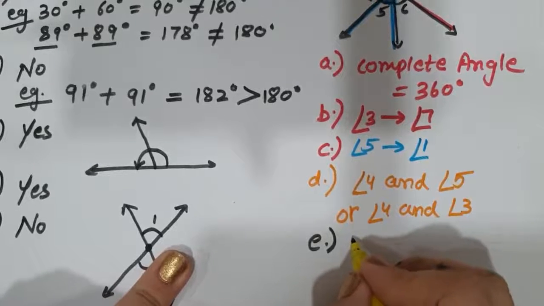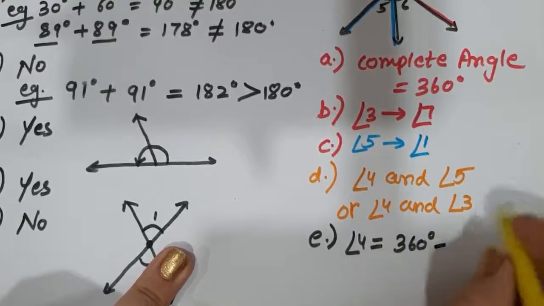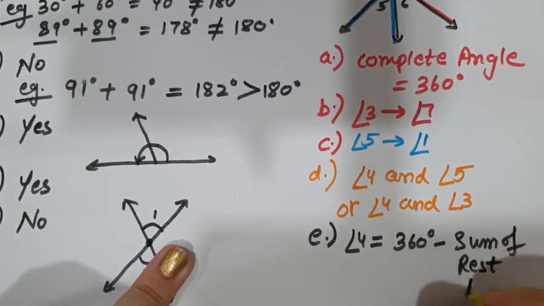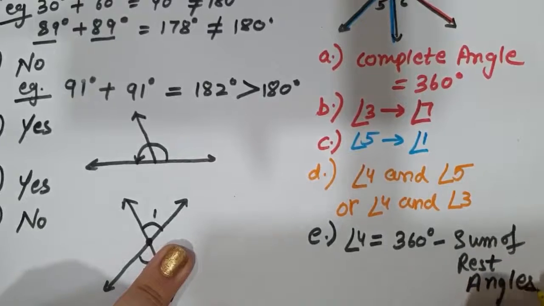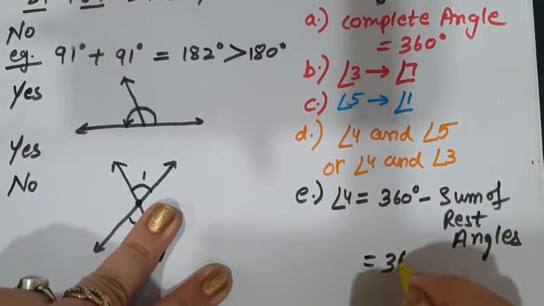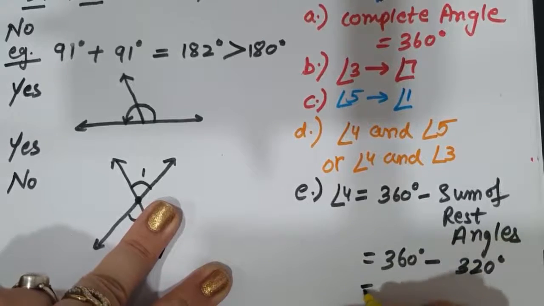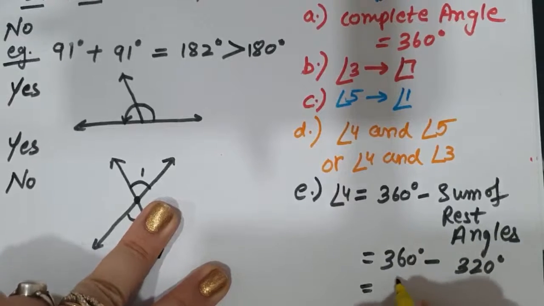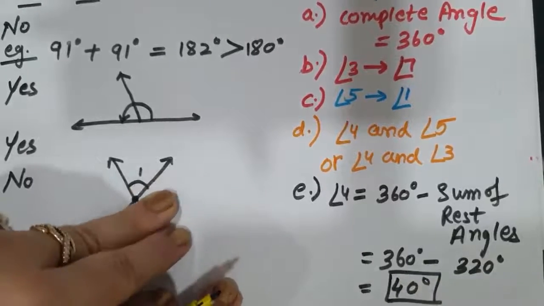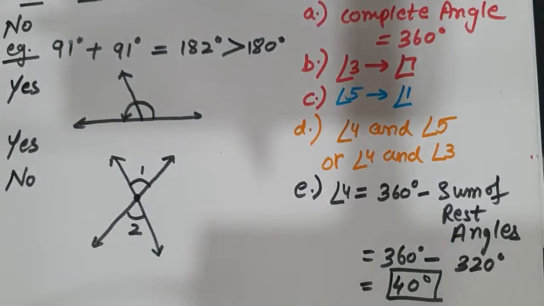So angle 4 will be equal to a complete angle minus the sum of the rest of the angles. So it is 360 degree and the sum of the rest of the angles is given as 320 degree, which will be equal to 40 degree. So angle 4 will be measured as 40 degree. That's all for the brain teasers. No, we are still left with question number 8.